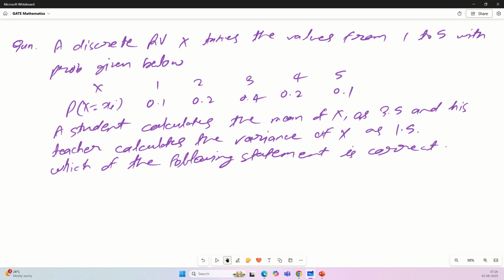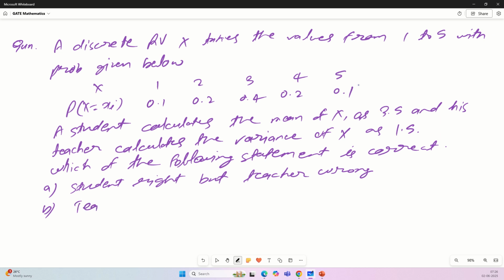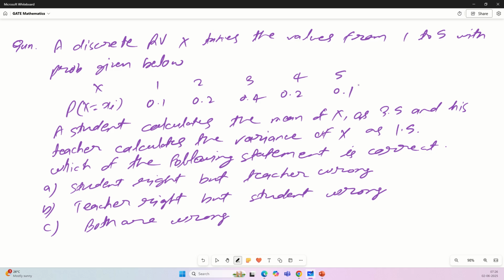So we have to find out which of the following statements is correct. Options are: A, student right but teacher wrong. B, teacher right but student wrong. C, both are wrong. And D, both are correct.